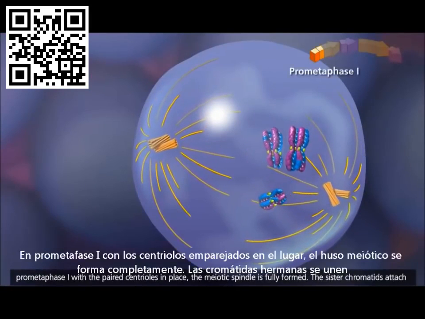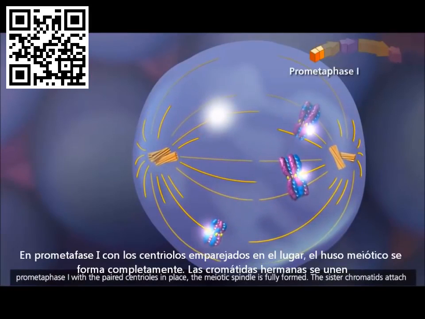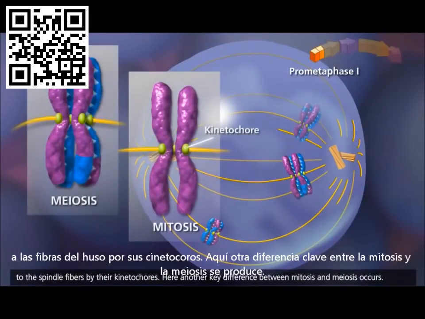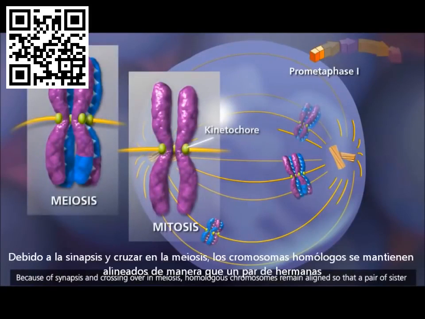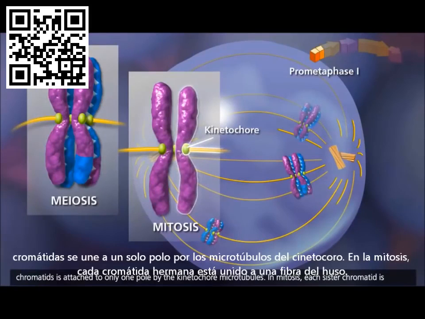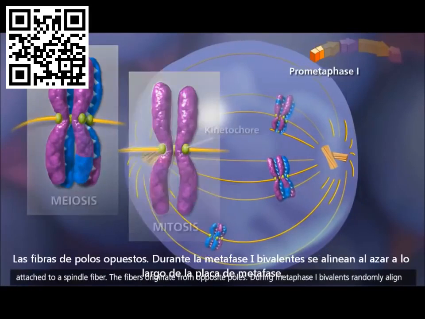In prometaphase I, with the paired centrioles in place, the meiotic spindle is fully formed. The sister chromatids attach to the spindle fibers by their kinetochores. Here another key difference between mitosis and meiosis occurs. Because of synapsis and crossing over in meiosis, homologous chromosomes remain aligned, so that a pair of sister chromatids is attached to only one pole by the kinetochore microtubules. In mitosis, each sister chromatid is attached to a spindle fiber. The fibers originate from opposite poles.